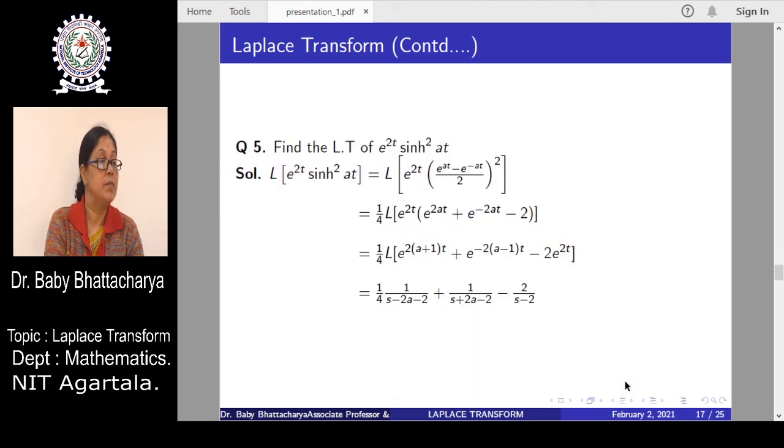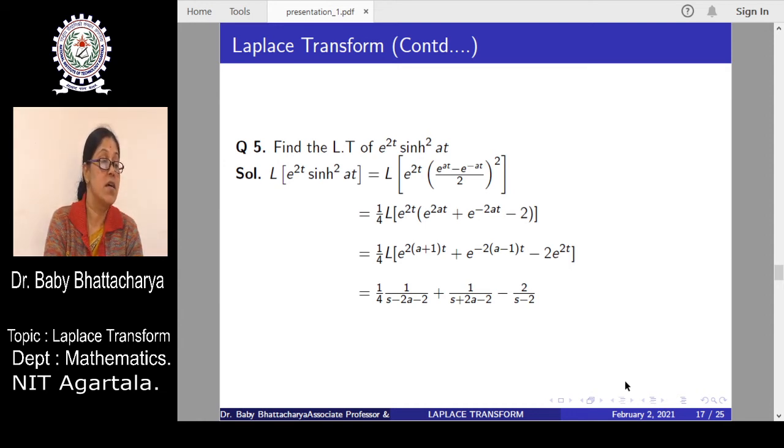Okay, then we have to find the Laplace transformation of the function e to the power 2t times sine hyperbolic square at. Now we only know the Laplace transformation of the hyperbolic functions sine at as well as cos at. So whenever it is given to perform the Laplace transformation of a hyperbolic function in the square form, we express sine hyperbolic at as e to the power at minus e to the power minus at, whole divided by 2, and its whole square.